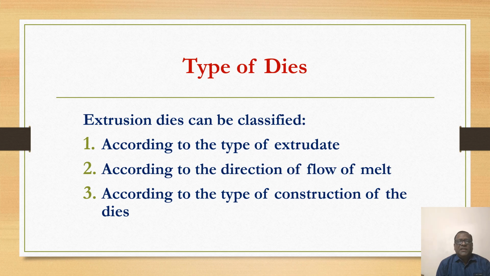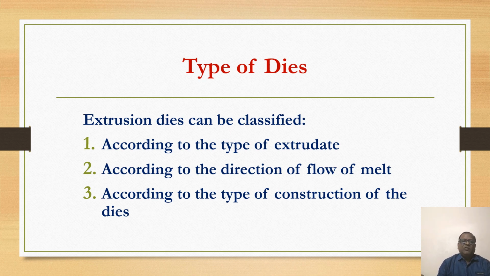Then we can classify the dies according to the direction of flow of melt, because the melt will come from the extruder and enter the die. How it is entering, according to that you can classify. That is according to the direction of flow of melt. And the third way is classifying dies according to the type of construction of the die, that is, how you are going to manufacture the die.